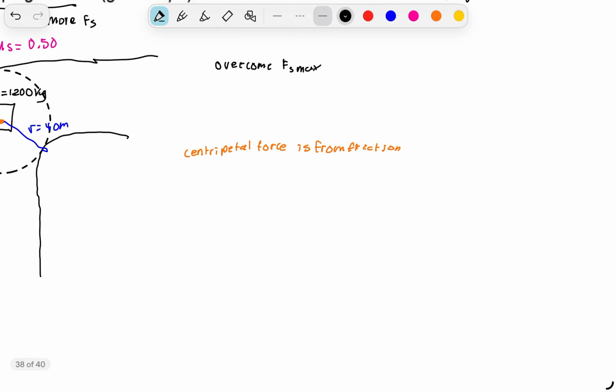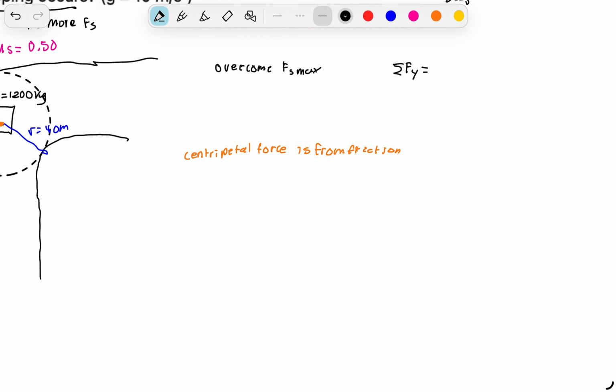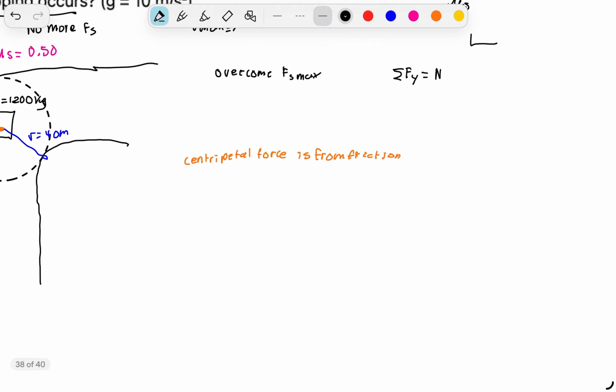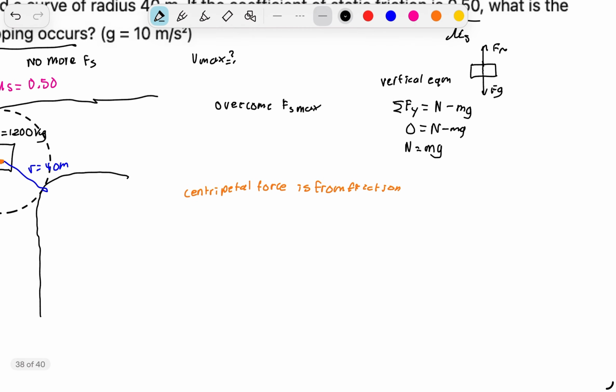Because we know that vertically, you have your force of gravity, which is going to be acting down. You have your normal force, so you have your object right here. You have your normal force up, and you have your force of gravity down. So your normal force up minus your mg, we know that this is going to equal 0. So your normal force is equal to your mass times your gravity. So that means that you're in vertical EQM, and that means your acceleration in your vertical direction is equal to 0.